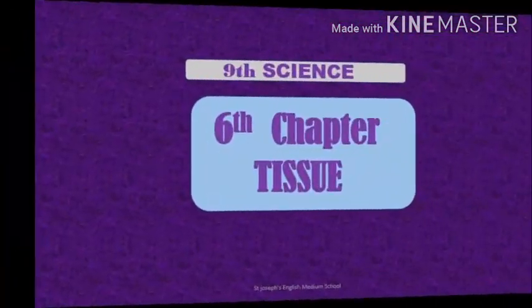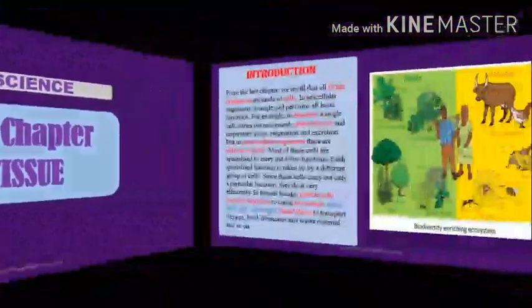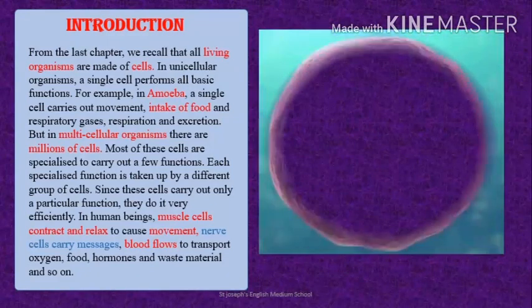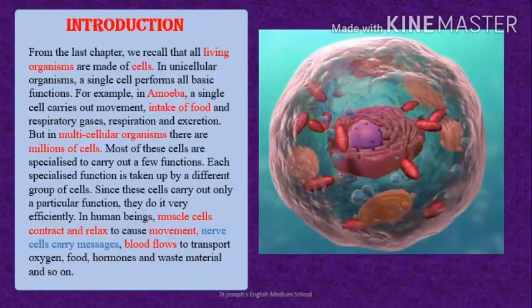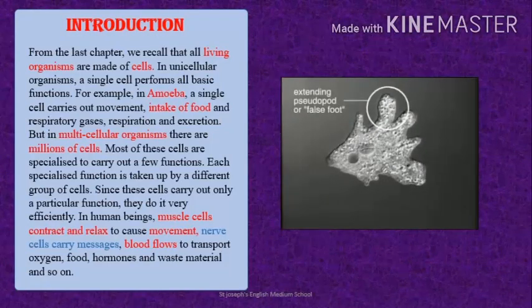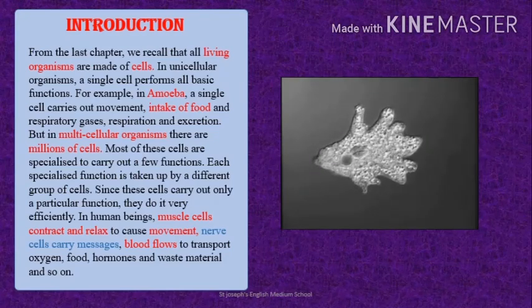The biology class. In this session, you shall learn about the 6th chapter, tissue. We have divided this chapter into various parts. Now let us begin with the last chapter. We recall that all living organisms are made up of cells. In unicellular organisms, a single cell performs all basic functions. For example, in amoeba, a single cell carries out movement, intake of food and respiratory gases, respiration and excretion.